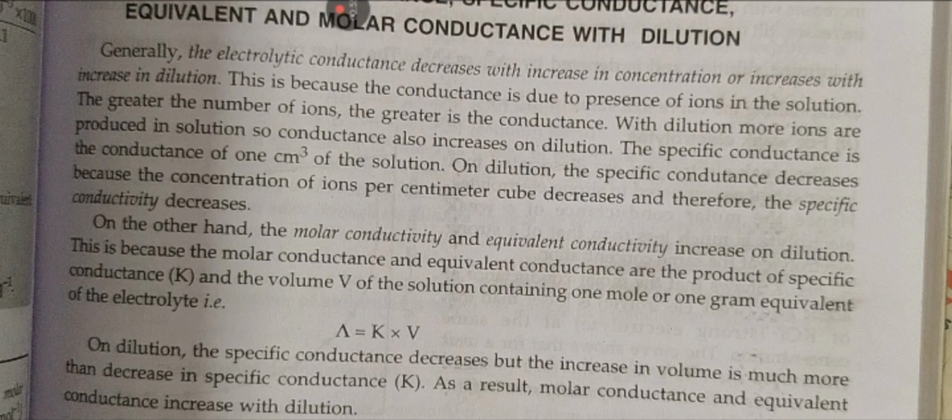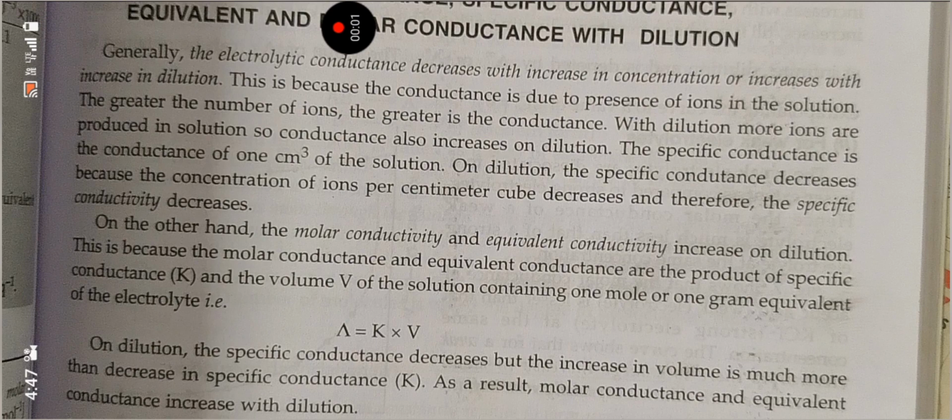The specific conductance is the conductance of 1 centimeter cube of solution. On dilution, the specific conductance decreases because the concentration of ions per centimeter cube decreases, and therefore the specific conductivity decreases. On the other hand, the molar conductivity and equivalent conductivity increase on dilution.